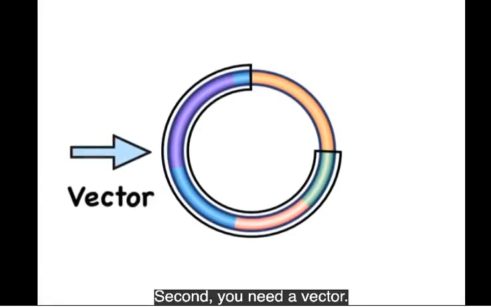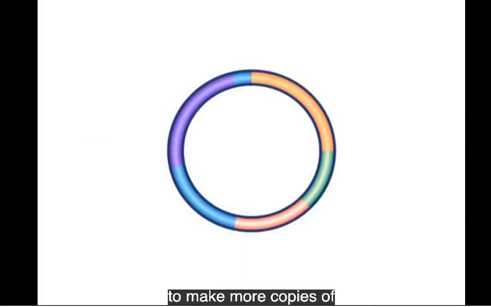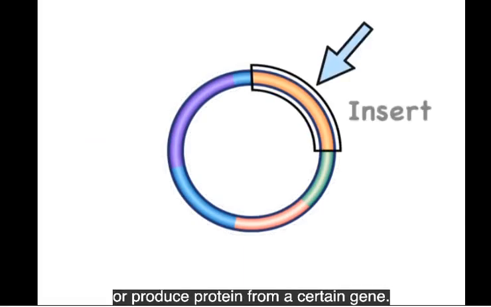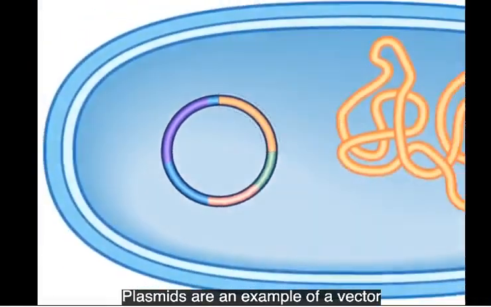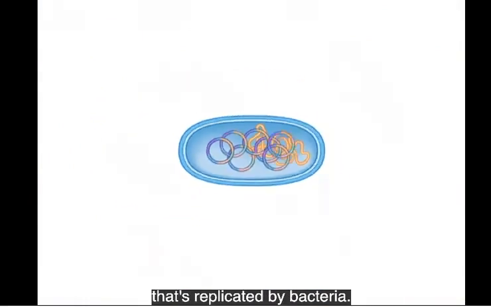Second, you need a vector. A vector is plasmid DNA used as a tool in molecular biology to make more copies of or produce protein from a certain gene. Plasmids are an example of a vector and are circular extrachromosomal DNA that's replicated by bacteria.